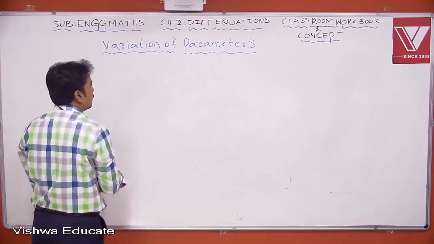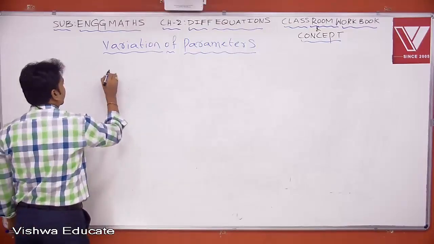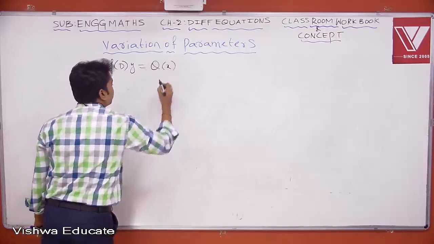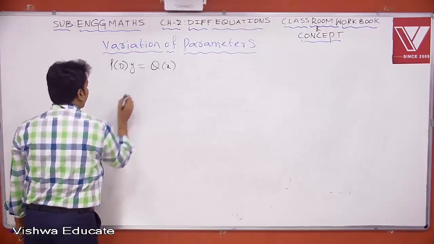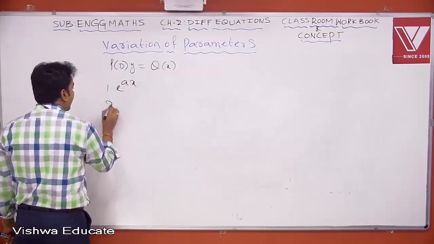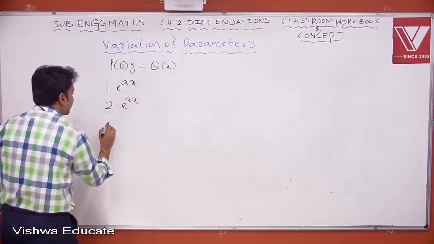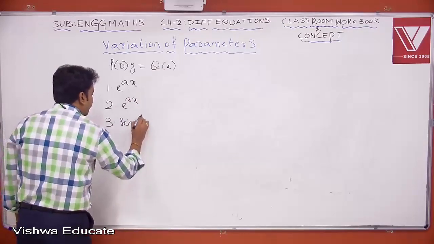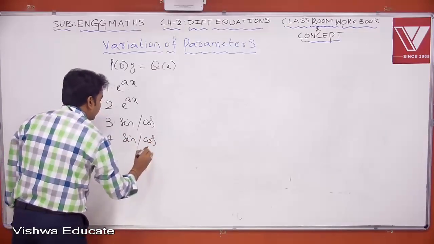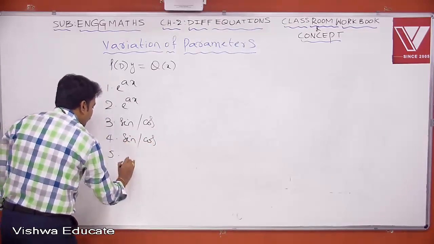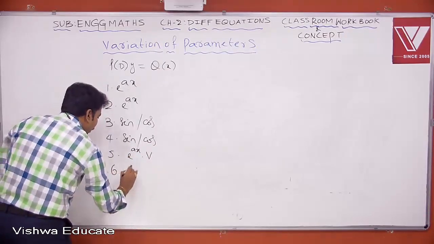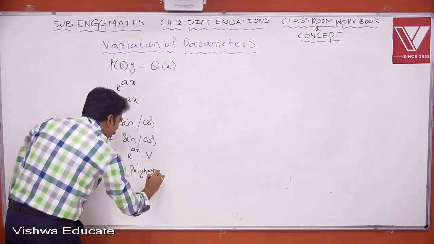In last sessions, we have seen particular integrals of different cases. What is my equation? F of D into y equal to Q of x. Now, we have seen particular integrals in several cases. One possible case is exponential function. Even in the second case also, it is exponential function. In case 3, it is sine function or cos. Even in case 4 also, either sine or cos. In case number 5, we have seen particular integral for the function e power ax into V. In case 6, we have seen particular integral for polynomial expressions.